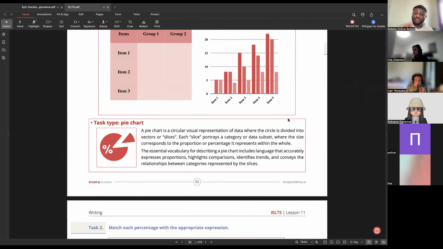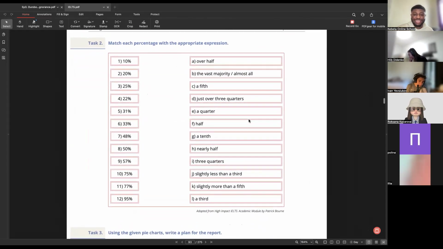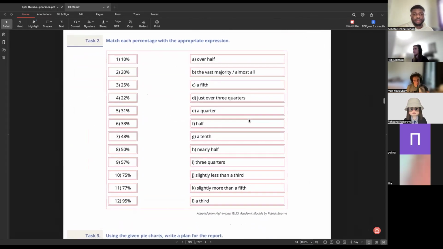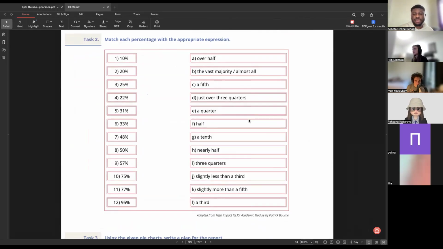Okay. So is it clear? Yeah. All right. So we're going to go to the next activity here. I would like you to take your time and do this task. It says to match each percentage with the appropriate expression. So let's get into it.